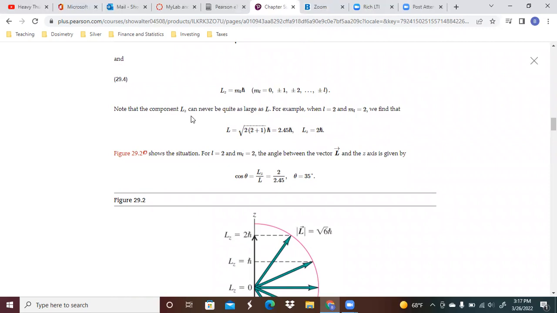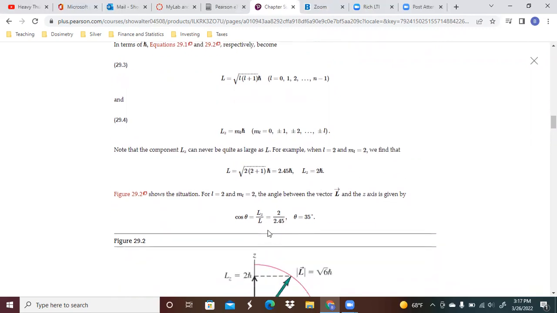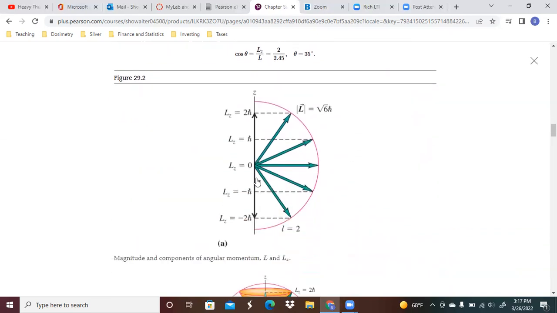So note that the component L sub Z can never be quite as large as L. So for example, when L is equal to 2 and M sub L is equal to 2, you go through and you find these values. And the angle between the vectors is going to be given as follows. So you see that theta there, the value is going to be 35 degrees. So that's what they're trying to drive at here.